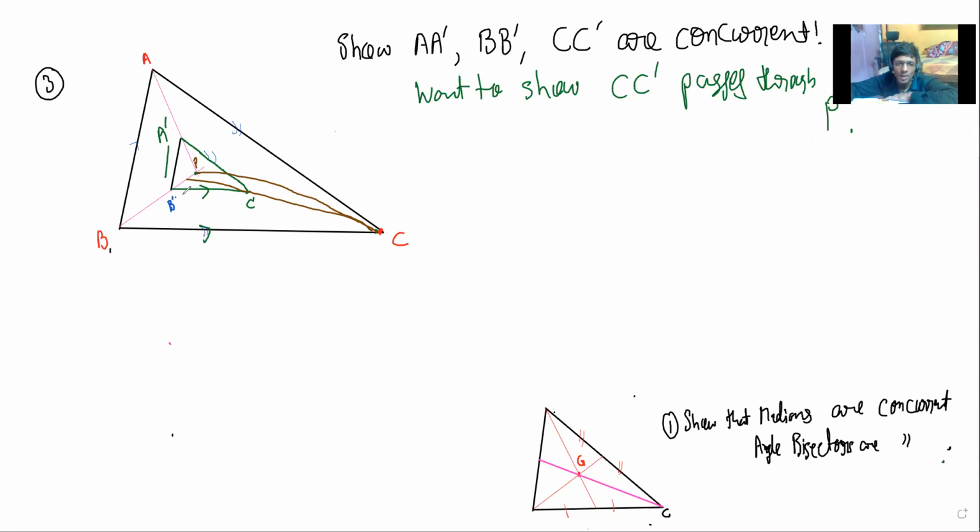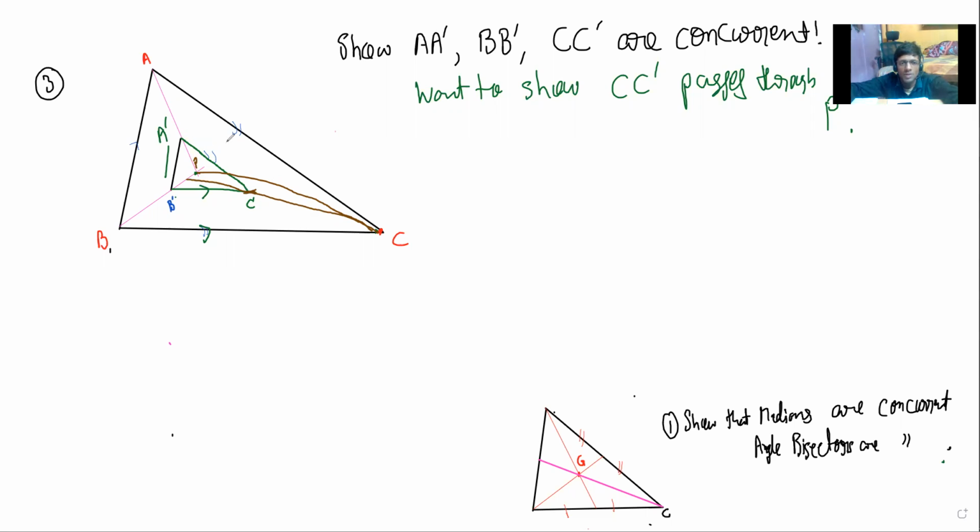How do we show that? We take B prime C prime and extend it to make this parallel. Extend this parallel line, just a bit more carefully. Then this has to also be parallel. Right, so I'm extending B prime C prime.